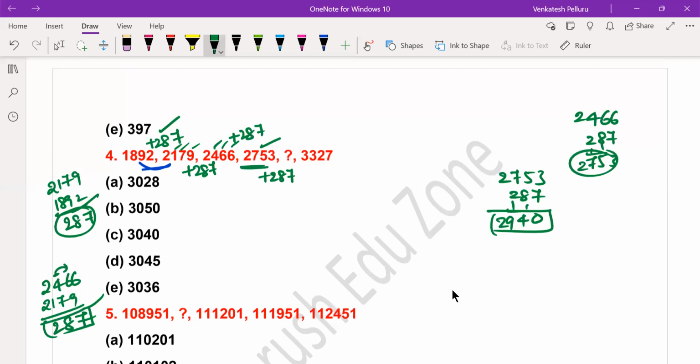2940. I'm sorry. 3 plus 7, 10. So 8 plus 5, 13 plus 1, 14. 7 plus 2, 9, 10. It actually becomes 10. I'm sorry. So 2 plus 1, 3. So it is 3040. It's not 2940, 3040, which is at option C. So if you add 287 to this number, then you will get obviously this one. Okay, 3327.